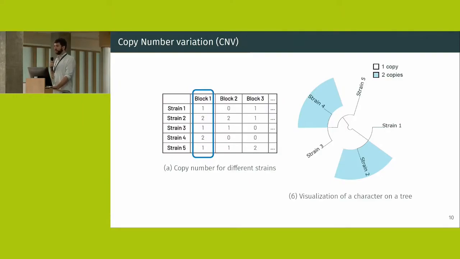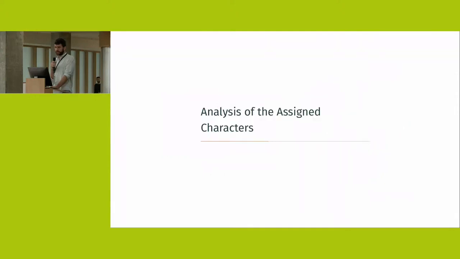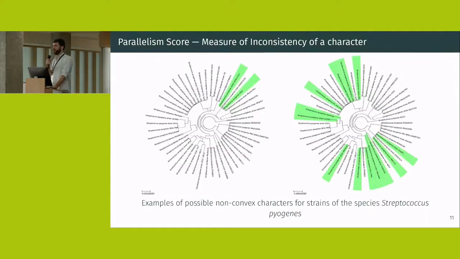After this procedure, we have a number of colorings on the same tree. Some of these colorings are parallel, some of them not, and we believe that parallel could be more interesting. But moreover, we do some analysis on these colorings because not all the inconsistent cases are equally important.